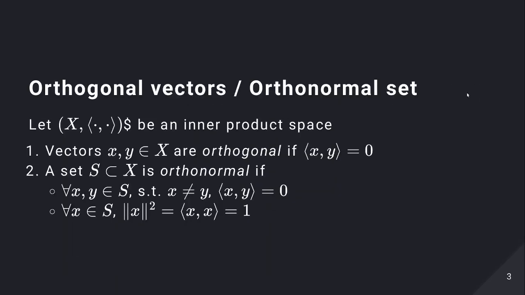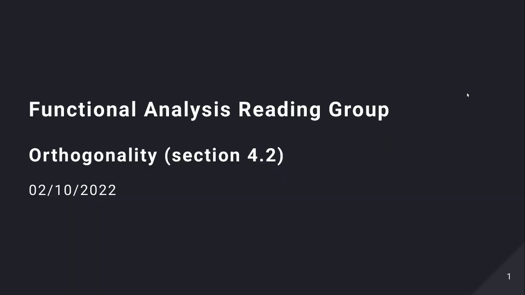So yeah, welcome to this meeting on section 2 of chapter 4, which was on orthogonality. In the previous section we saw the basics of inner product spaces and what happens when you have an inner product space that is complete, and that's called a Hilbert space.